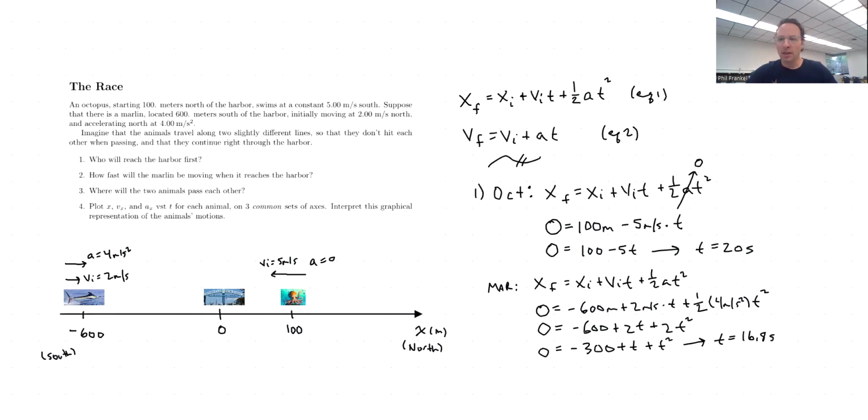All right, so the marlin makes it there 3.2 seconds before the octopus makes it there. It looks like the marlin wins this race. Okay, so the marlin makes it there first. Now, let's look at question 2.